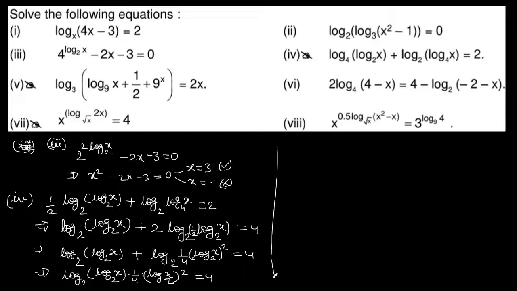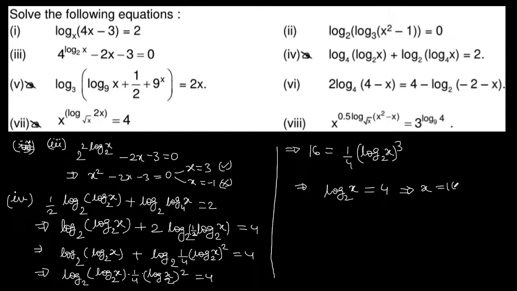Going furthermore, we'll send 2 to the power 4, which is 16, equal to 1 by 4 (log x base 2) whole cube. So if you see, it is nothing but 4 square into 4. So log x base 2 is 4. Hence x is 16.